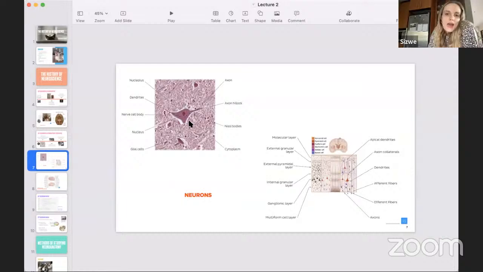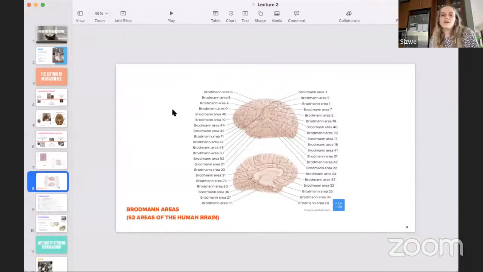Just to have a look at neurons, because we're talking about the neuron hypothesis and staining and seeing all the cells. You can see here some stained cells. I think they're stained, it might just be a cross section. And this is a neuron sitting over here. Again, here is a visualization of neurons, what they look like, how they fit together. And now we're going to move on to Brodmann areas.